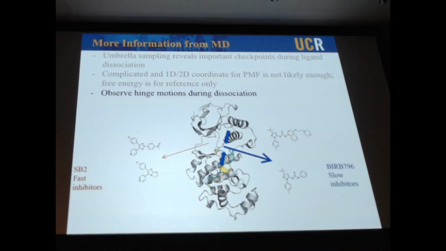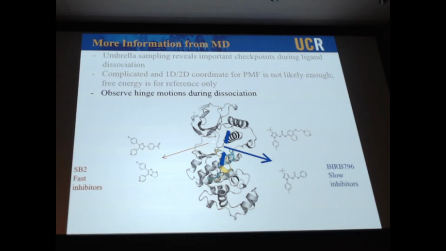But then we try to think about, okay, skip this. What's going on here? It seems that the protein motion is involved there, but we don't know how much it is contributing to the dissociation. So what we tried to do is another umbrella sampling. Actually, we tried two-dimensional, 2D. One is the ligand pulling, one is a protein conformational change, like a hinge motion. But the result is not as clean as this one. So I'm going to show you this.